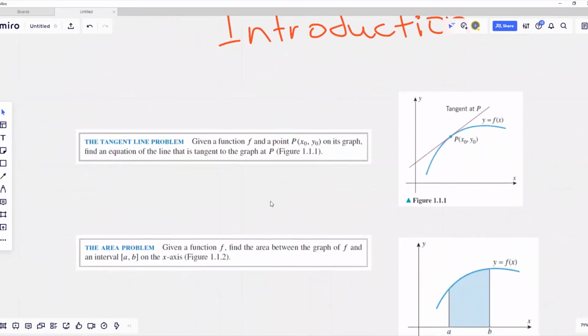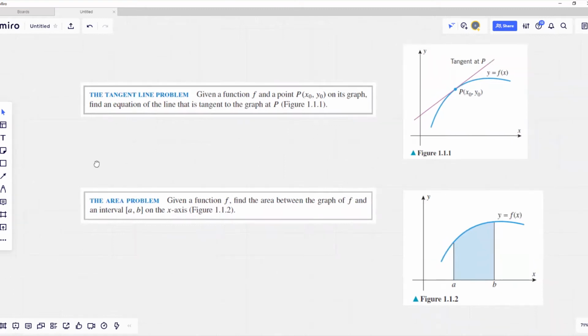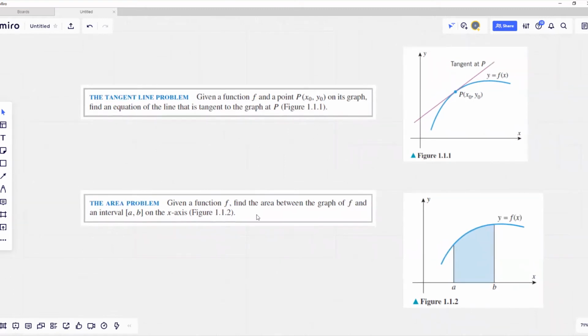So let's start. A bunch of ideas in calculus arose from the following two problems. The first one is the tangent line problem. Given some general curve f, we would like to find an equation of the tangent line at point P. The second one is an area problem. Again, given some curve f, we would like to find the area underneath it. Let's see how limits are connected to these two problems.